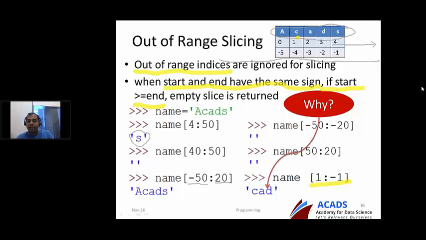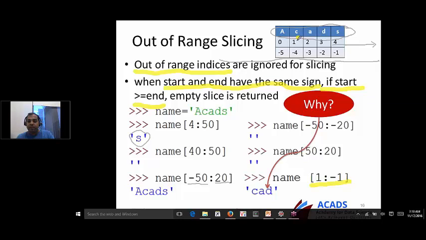So in this case we get a value CAD in the last case, because if you look at the diagram, index 1 starts here, and index minus 1 is here. So I get everything from the start point up to the end point, but not including the end point. So this gives me CAD. Okay.